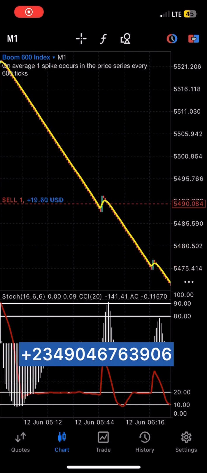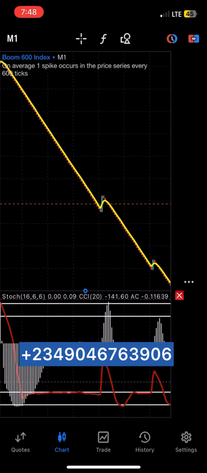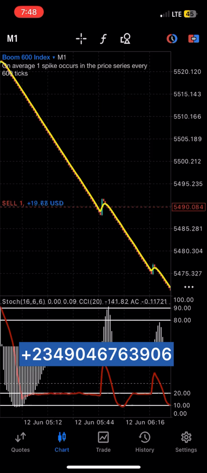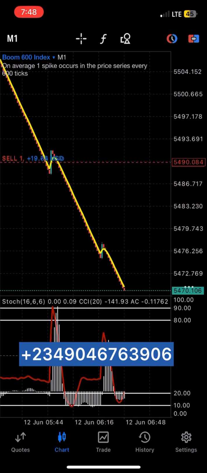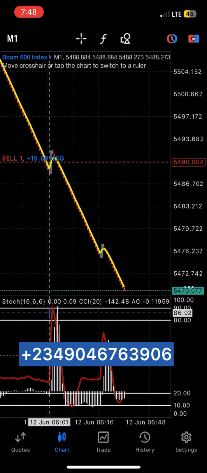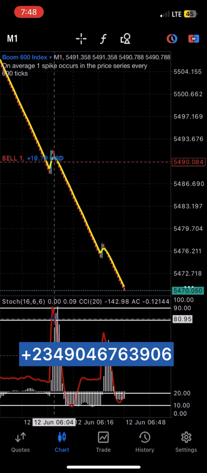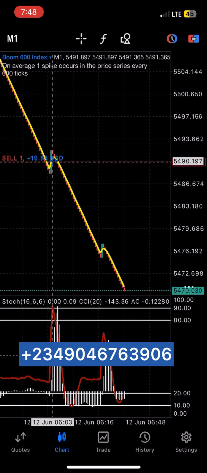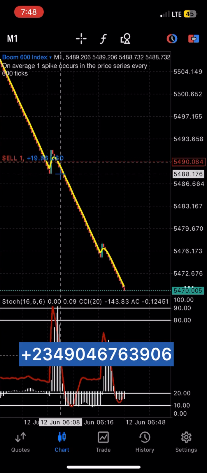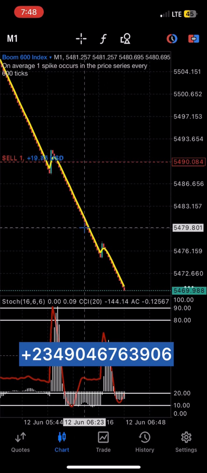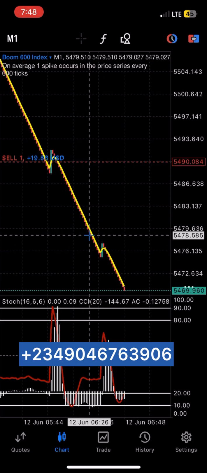Yo guys, welcome back to the Best Forex Academy. As you can see, I'm on a trade on Boom 600 on two positions, and I'm already making a hell of money. This is where I entered. I saw this entry here and I took my sell position, and I've collected more than 25 candlesticks.